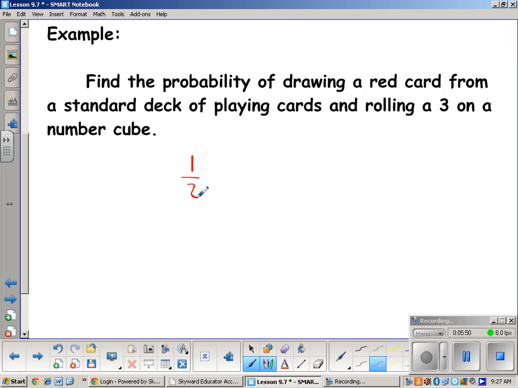Or I can look at it as 26 out of 52. Is that what you said? Yeah. Okay, good. So it's 1/2 either way. And I multiply that then by the probability of rolling a 3. What's the probability of rolling a 3? 1 out of 6.